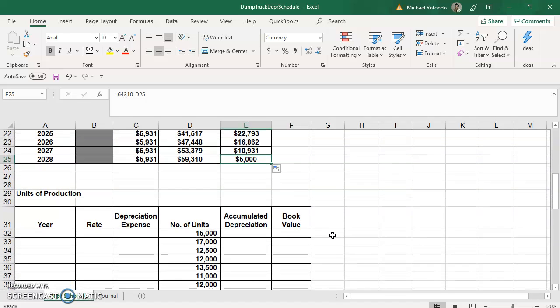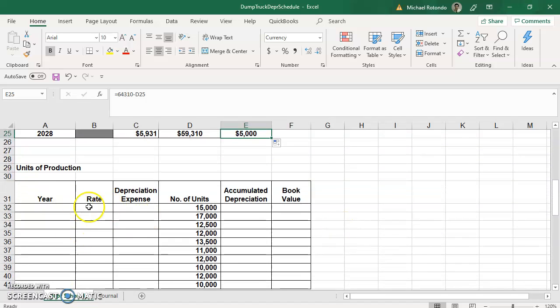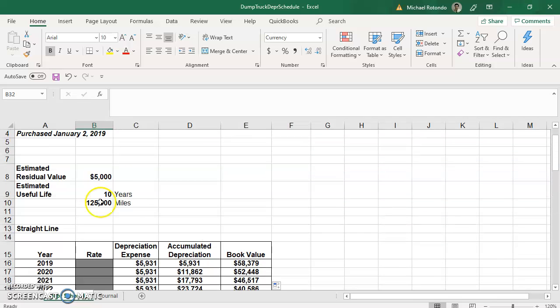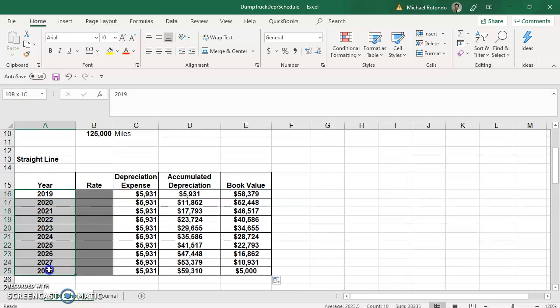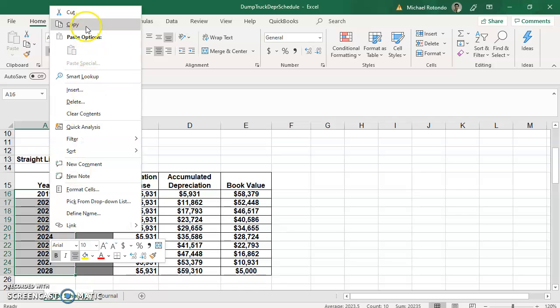Now, when you get to the units of production method, we do have to use this rate column because basically what we're doing is we're trying to figure out a rate per unit. In this case, our units are miles, okay? Because we were told that our estimated useful life in units is 125,000 miles. So we can copy the year now. Let's do that first.